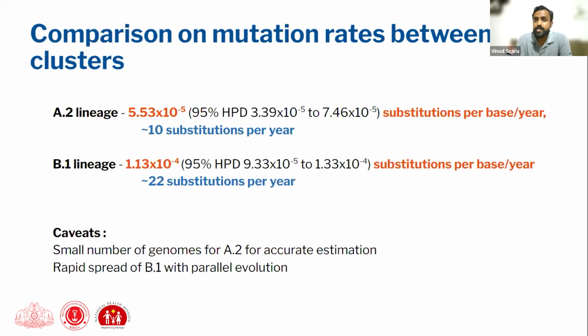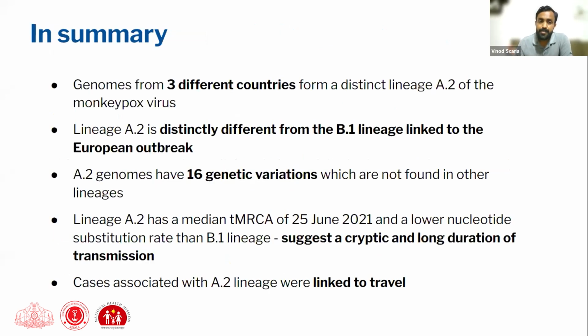The second reason, of course, is that the A2 cluster has a much smaller number of genomes, and therefore that could become an error in the estimate. It doesn't look so, because of the very strict confidence margins in terms of the mutation rates. So in summary, we have genomes from three different clusters, three different countries, which comprise today the A2 lineage. So it's not from one single country, it's across the world, from three distinct countries with apparently no epidemiological links between these three clusters. It is distinctly different from the B1 cluster, which is part of the large European outbreak in 2022.